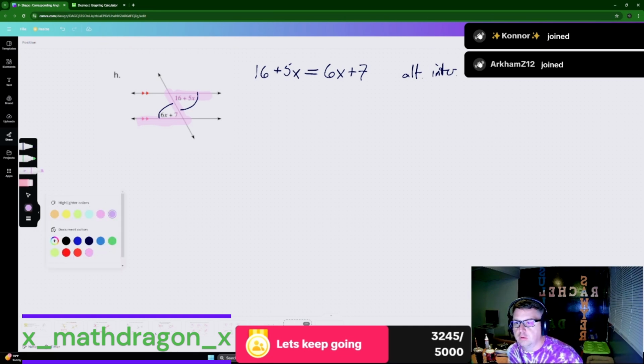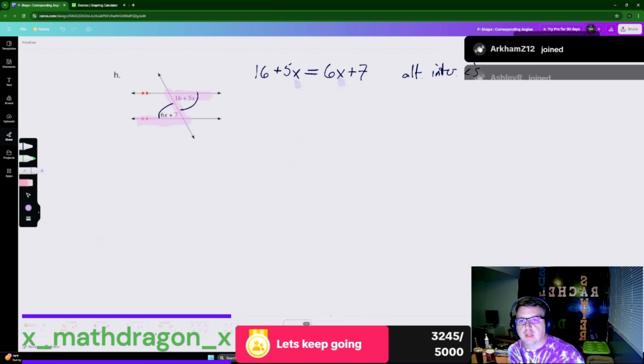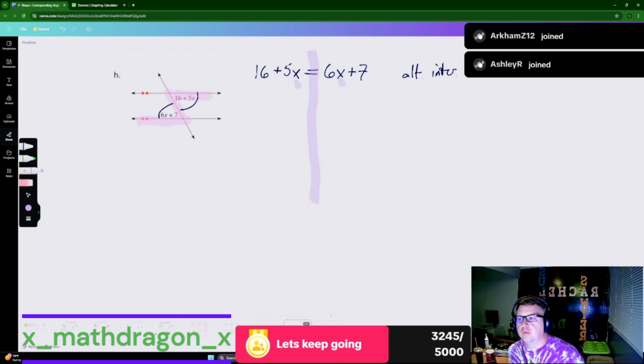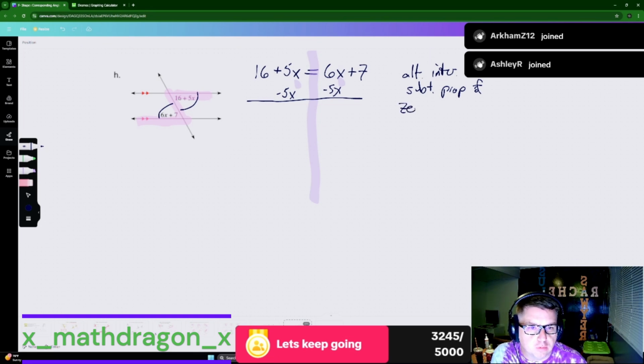Yep. So here's an x, here's an x. Draw a line down the middle, equal sign. And I'm going to move 5x to the other side. So I'm going to subtract 5x from both sides. That is the subtraction property of equality. That will zero out the 5x's, so I'm left with 16 equals x plus 7.